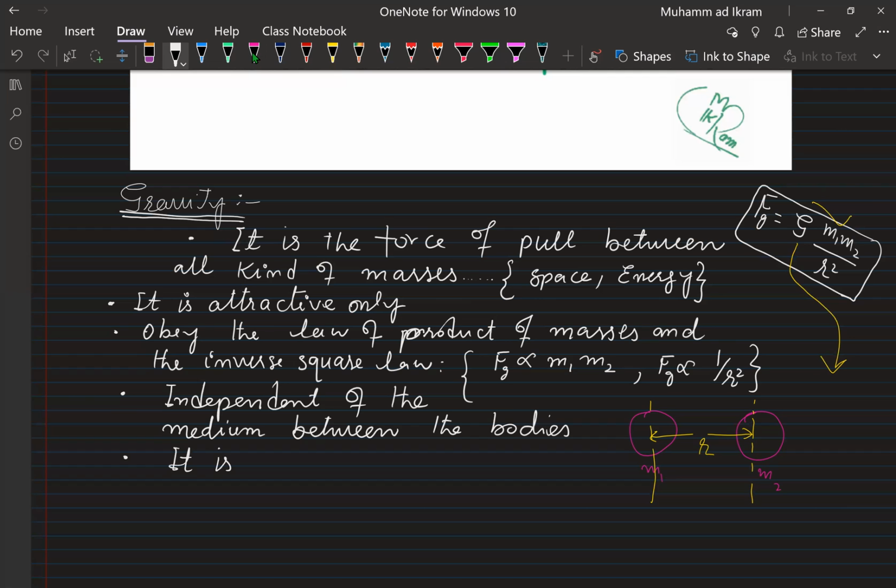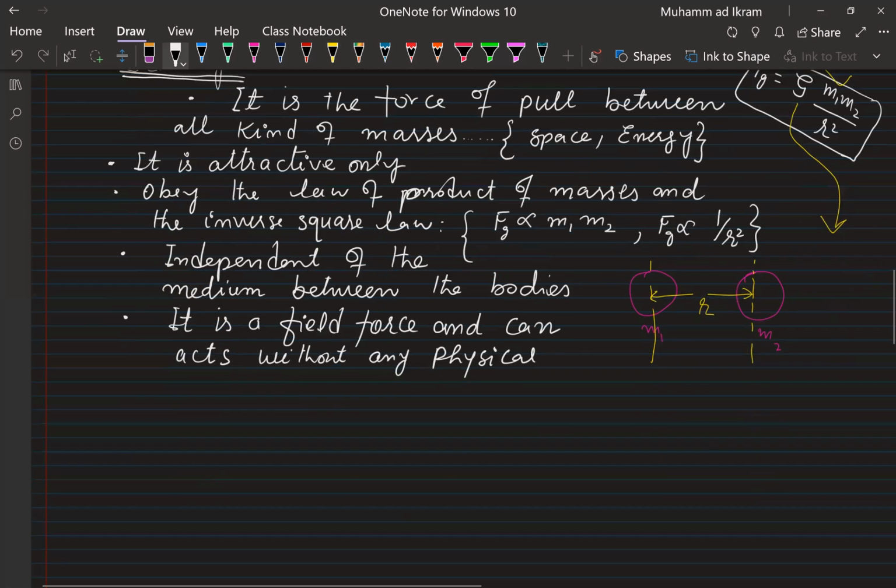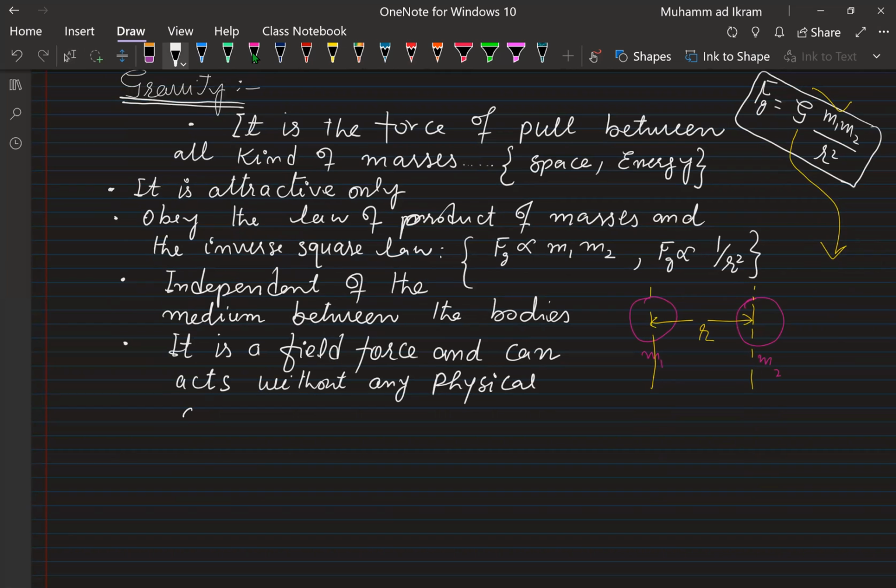This force is a field force, and it can act between bodies without any physical contact.